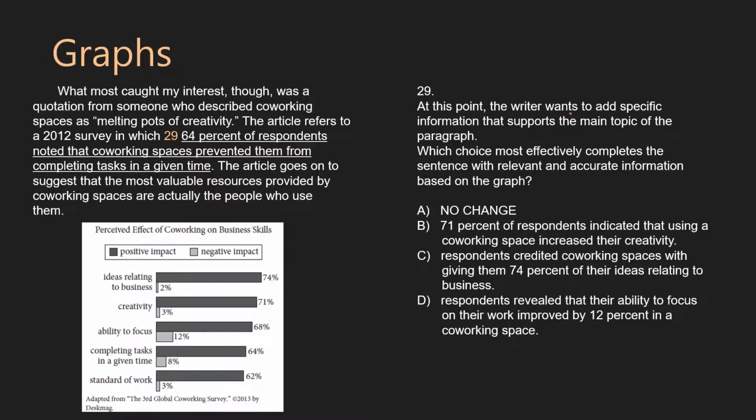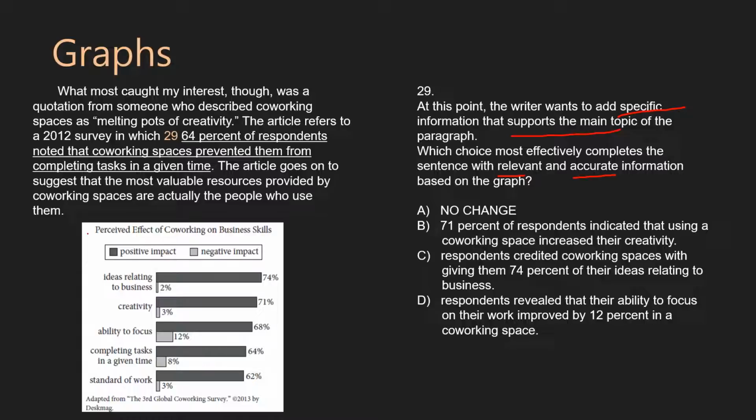The question asks, at this point the writer wants to add specific information that supports the main topic of the paragraph. So I need to find 2 things. I need to find the specific information that's true, and I need to find something that supports the main topic. Okay? So which of these is relevant and accurate? Let's check the first one. The first one said that 64% of respondents noted that co-working spaces prevented them from completing tasks in a given time. Let's use our method on the graph to make sure we understand it.